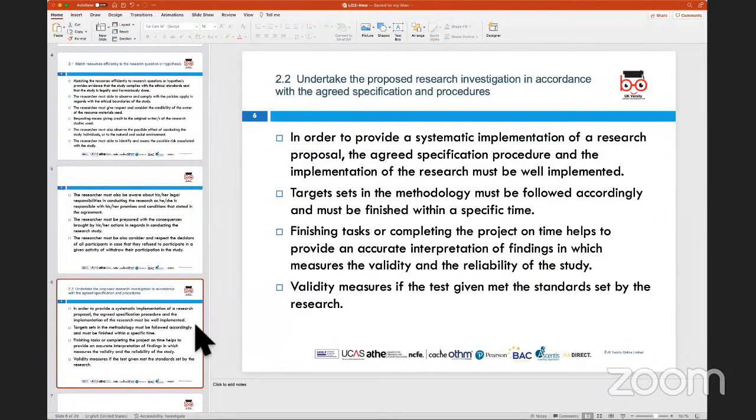Now, I'm going to go through this a bit theoretically first, quickly looking at the criteria 2.2 and 2.3, and then look at practically explaining how this would actually happen in the real context. Now, the second criteria talks about understanding the proposed research investigation in accordance with agreed specification and procedure. So this is where, when you decide that I'm going to start this investigation or undertake these series of activities to carry out a research, what we need to be able to do is have a research proposal, or have an outline essentially of the research plan or the project.